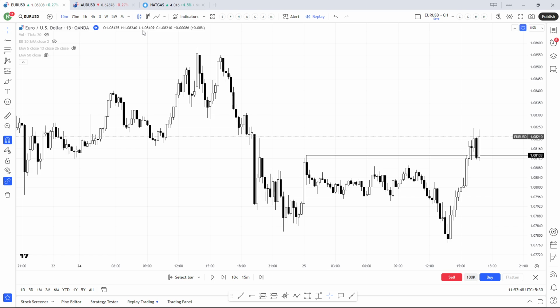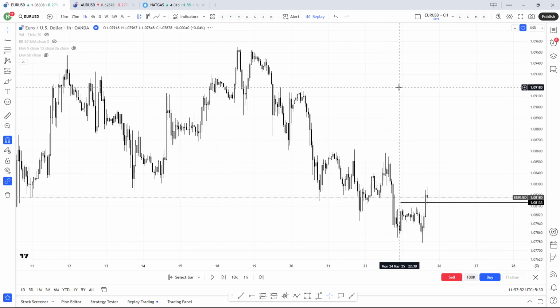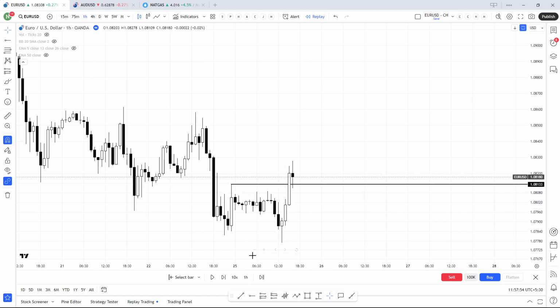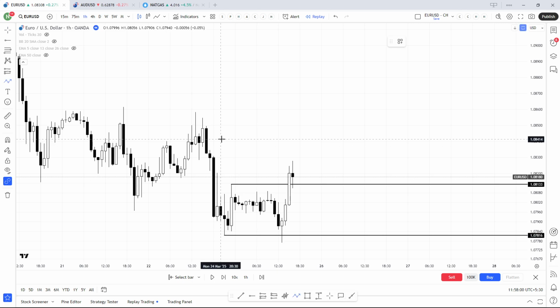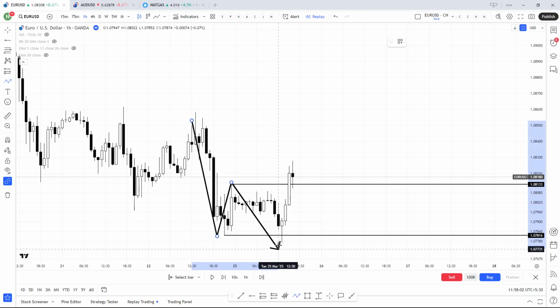Now, why did my bias change to bullish? The reason why I changed my bias to bullish was that on my hourly time frame, I can see a double bottom over here. This was a double bottom in my hourly time frame.